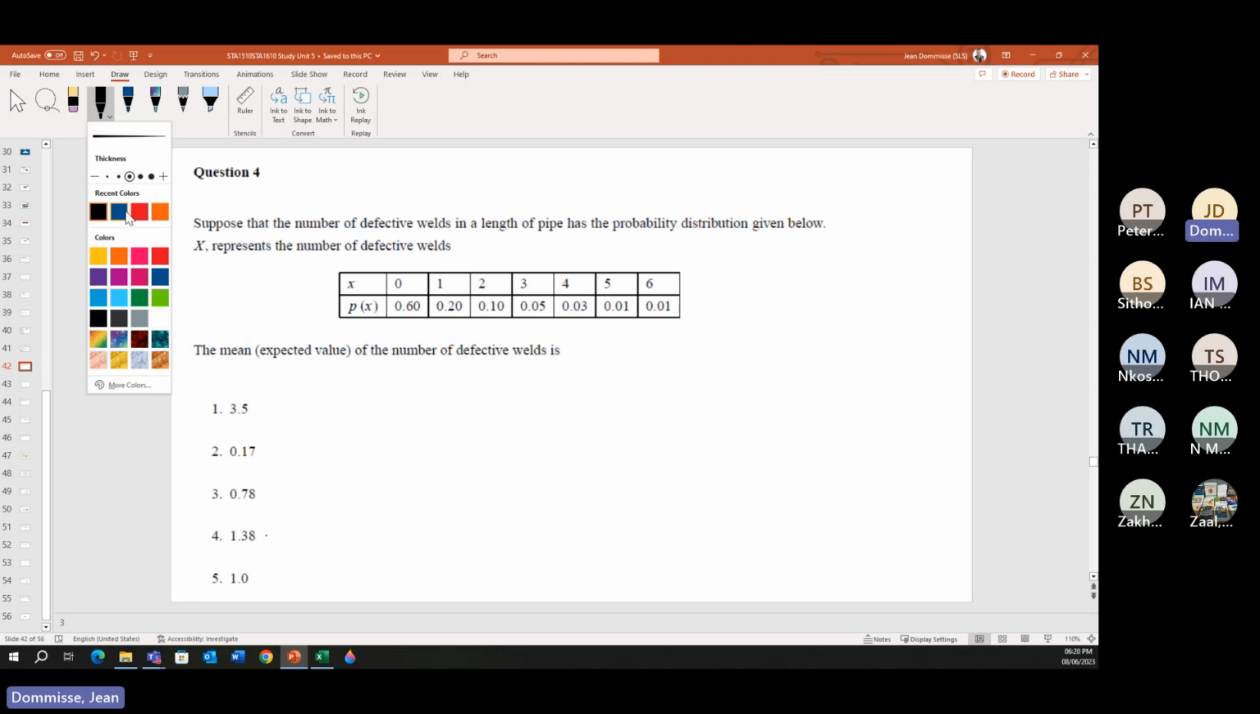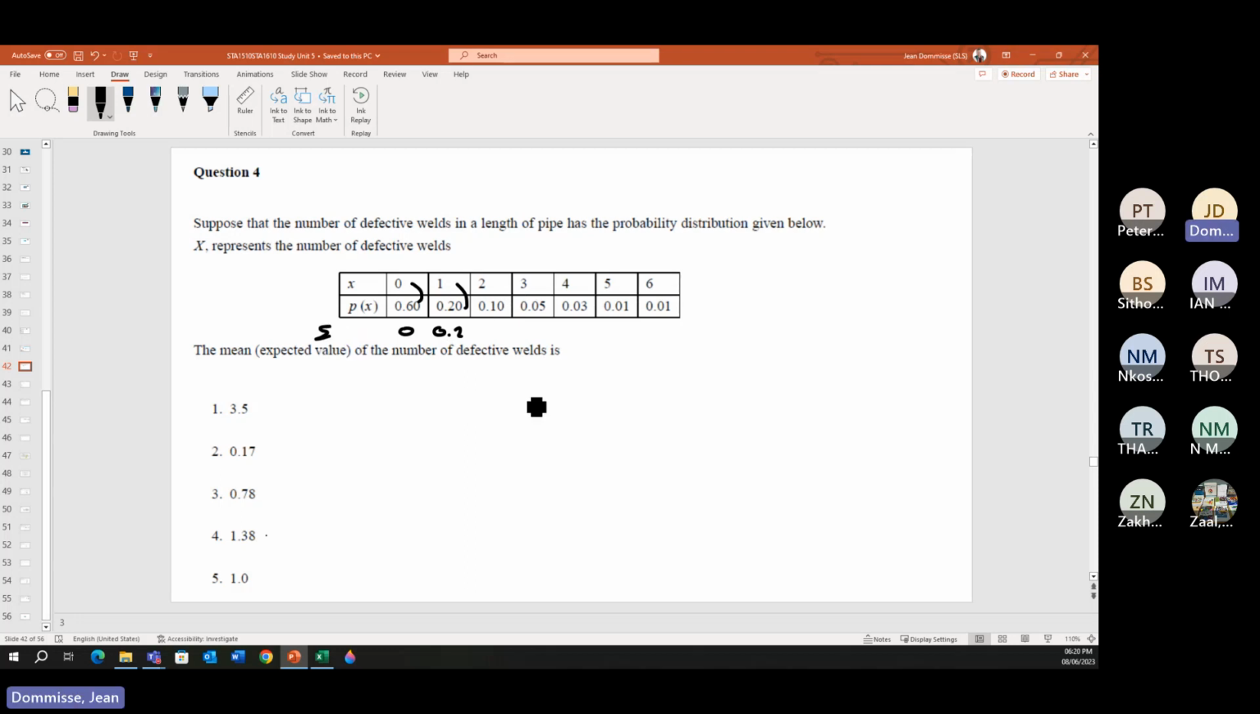Basically, if you didn't do it via calculator or via Excel, you would have just said 0 times that would have been equal to 0, 0 times that would have equal to 0.2. You need to do that for all of them and sum it in the end, which then would have given you the 0.78. Again, I rather use Excel because if I now needed also to work out the variance, one can just do it on that table.